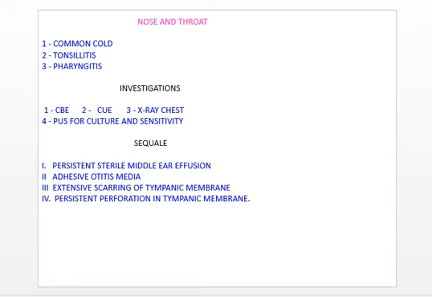Patient can have adhesive otitis media, that is excessive adhesions formation between the tympanic membrane and the medial wall of the middle ear cavity. Patient can have excessive scarring of the tympanic membrane, and ultimately patient can have persistent perforation in the tympanic membrane, the condition entering into chronic suppurative otitis media. These 4 sequelae can occur in these cases if the treatment is incomplete or improper.